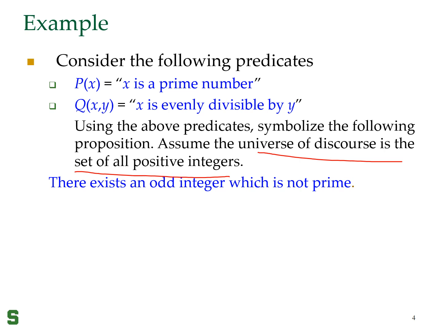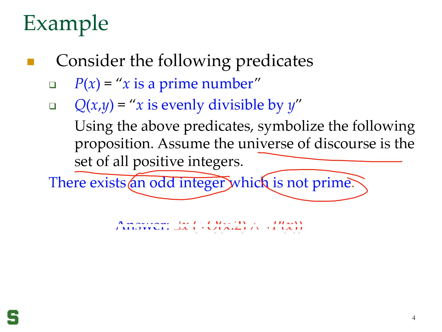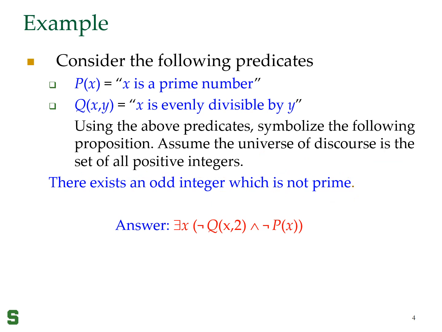Okay, so first let's see what we want. I want the number to be odd, and essentially that means 2 doesn't divide it, and we want to also say that it is not a prime. So let's look at the answer. We have there exists a number, so we have there exists some x. Now what do we want? We want this number to be odd.